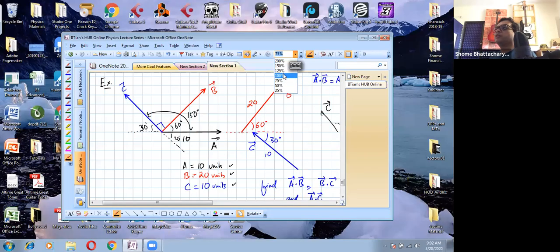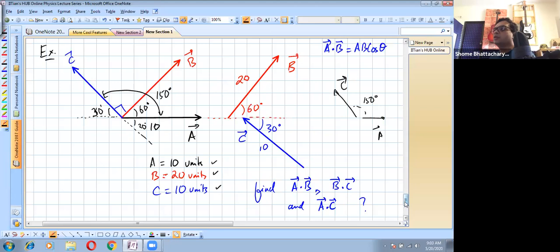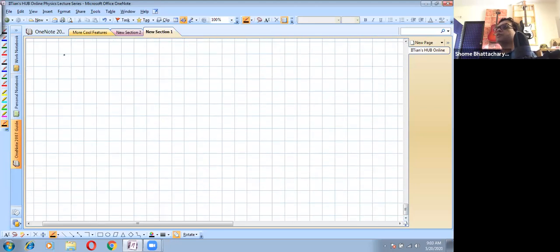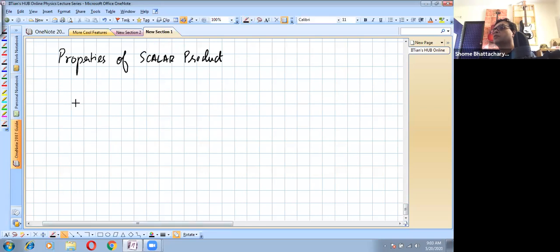Okay, now let us see some important properties of this operation or the scalar product operation, which becomes obvious from the definition itself. We know the definition of scalar product is that the magnitude of vector A multiplied by magnitude of vector B multiplied by cosine of the angle between.